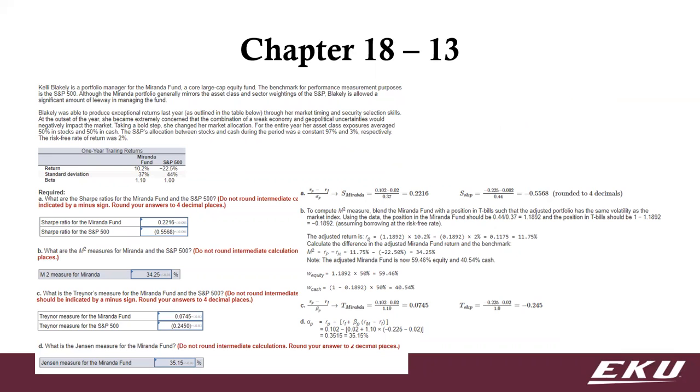And this is the last question. And then, as you see here, calculating the Sharpe ratios, we've done those in some previous problems. The M2 measure, right? And so here's the formula for that. Let's see, the 10-year measure, and then Jensen.